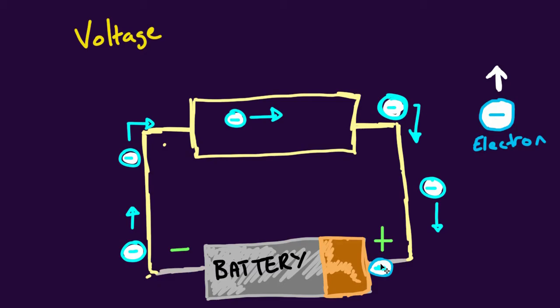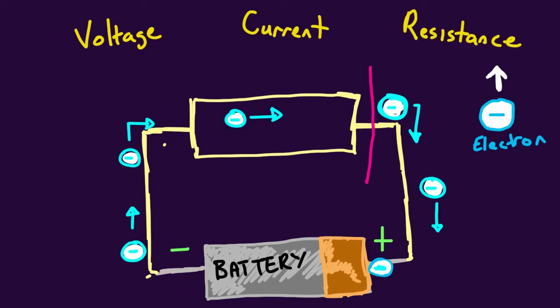Okay? Now the electrons are moving at a particular rate from this terminal to this terminal. So if we take a point in our circuit, let's say here, and measure the change in charge over the change in time at this point, we get what's known as current. So current is a measure of the flow of electrons. Now, particular materials and components will slow the flow of electrons, reducing the current. And this is known as resistance.